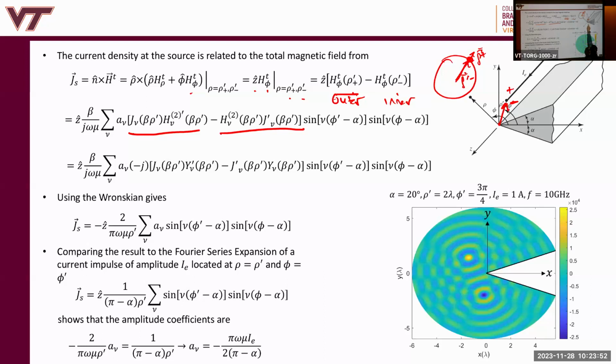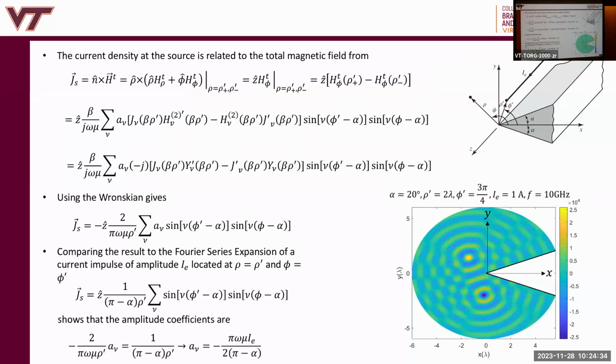If I say rho prime plus, it's just on the plus side of rho prime, minus on the minus side of rho prime. That means we're subtracting the inner and outer expansions, right? Okay, let's see what we do from here. We take these expressions for H. We know that H_N^(2) is equal to J_N minus Y_N. So we use that: we write H in terms of Y and J, and then we can get this expression.